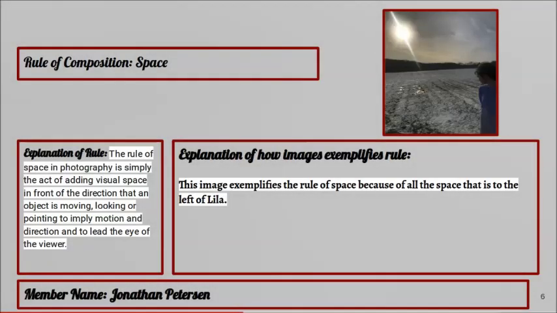Space. The rule of space in photography is simply the act of adding visual space in front of the direction that an object is moving, looking, or pointing to imply motion and direction to lead the eye of the viewer. This image exemplifies the rule of space because of all the space that is to the left of Lila.